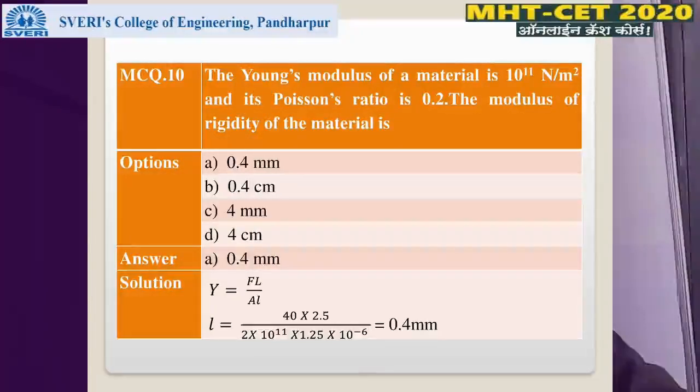The Young's modulus of a material is 10^11 Newton per meter square and its Poisson ratio is 0.2. The modulus of rigidity of the material is. So we have considered the values, and from the given things we are calculating the answer.